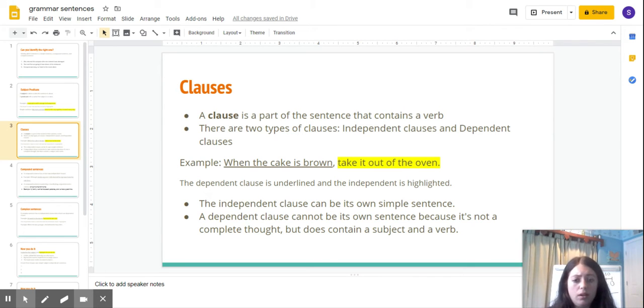So an independent clause can be its own simple sentence, but a dependent clause cannot be its own simple sentence because it's not a complete thought. But it does contain a subject and a verb.